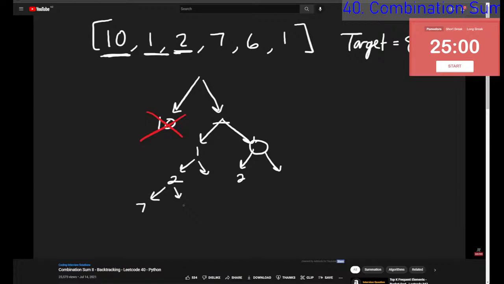Well, first of all, let me explain the logic of how we're going to go about it, and then I'm going to show you the actual algorithm. So initially our problem is we want to sum to the target 8, right? So this is what we're trying to look for. So we can think of it in two different ways, right?